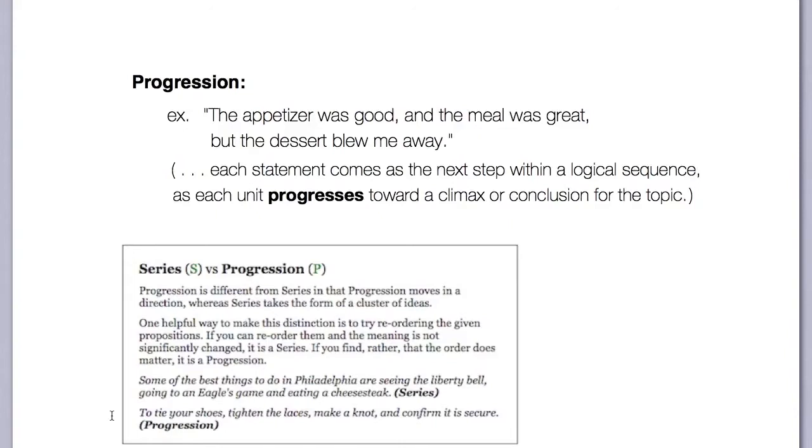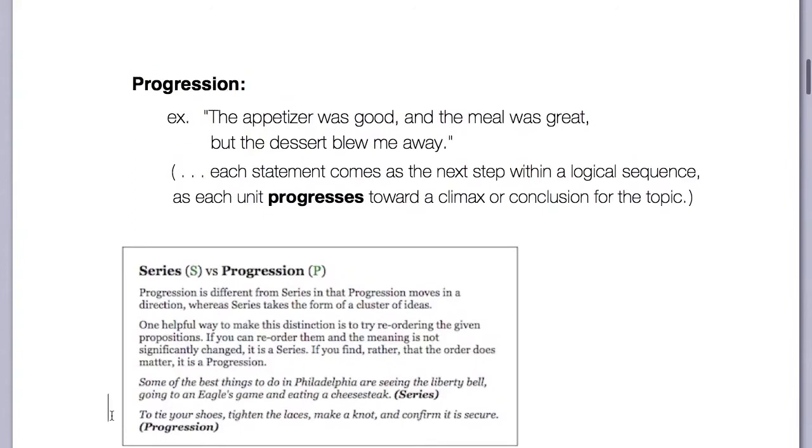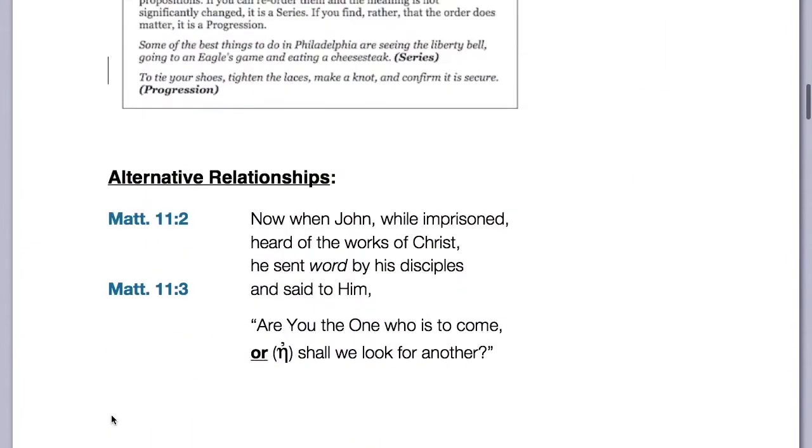I could say something like, in order to tie your shoes, first tighten the laces, and then make a knot, and then confirm that it is secure. So these will be presented either with or without keywords, so be ready for anything. That's one of the reasons why we highlight, especially when keywords are not present in our discourse analysis, because those are some of the trickiest connections to figure out.